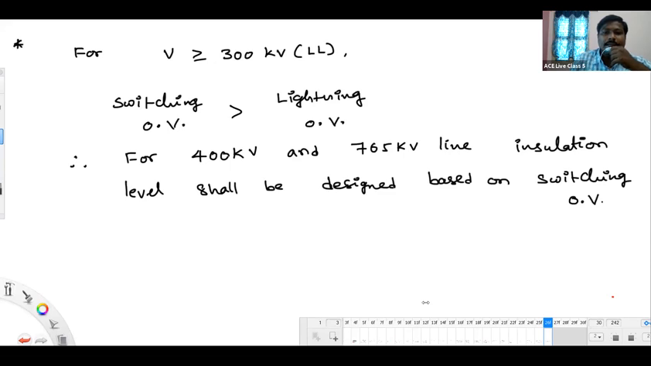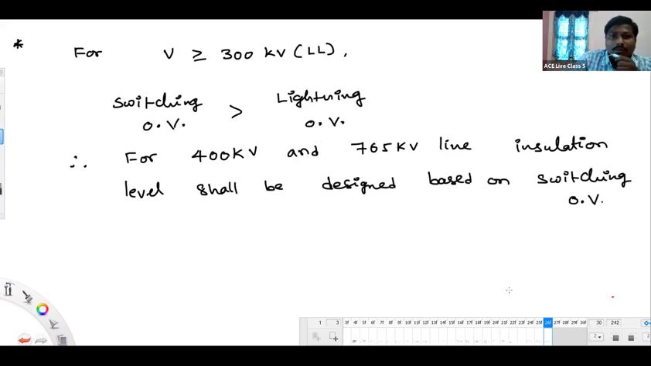We are going for 400 kV and 765 kV lines. Height is very high, so there I have to consider lightning. That's okay, but switching dominates lightning. So for 400 kV and 765 kV, I have to go with switching. For the remaining lines, the height is less, so there is not a good probability of getting lightning. We need not go for lightning over voltage there. We can go with switching only.